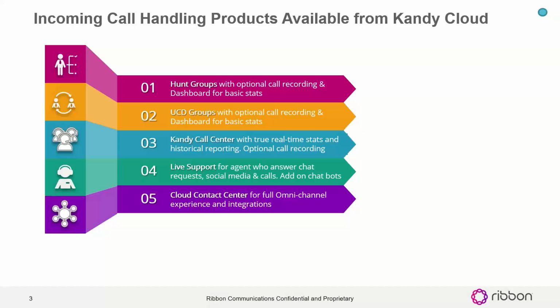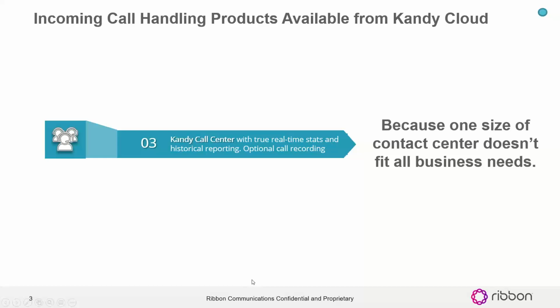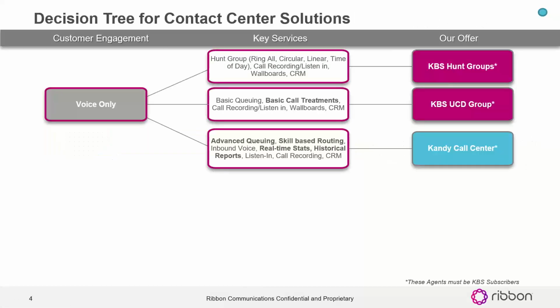And then customer success tools to help you, as well as some support tips and what's going on. So let's start at the beginning with a high-level reset. There are multiple things you can do as far as incoming call flow. We talked before about hunt groups, and we've touched on UCD groups with you, but today we're going to talk about Kandy Call Center. Next month we're going to talk about our live support. Because one size doesn't fit all, that's why we have so many options. But again, today we're going to talk about this.